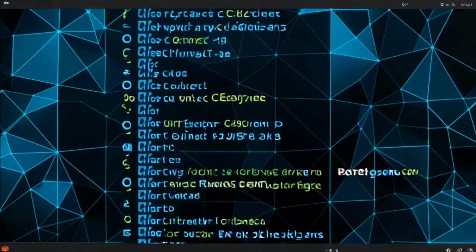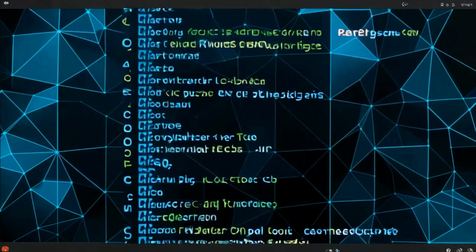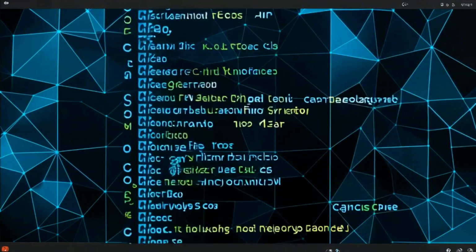Next, we have the native libraries. These are core components written in C and C++ that provide essential system functions. Think of SQLite for databases, WebKit for browsing, and OpenGL for those smooth 3D graphics you see in games.